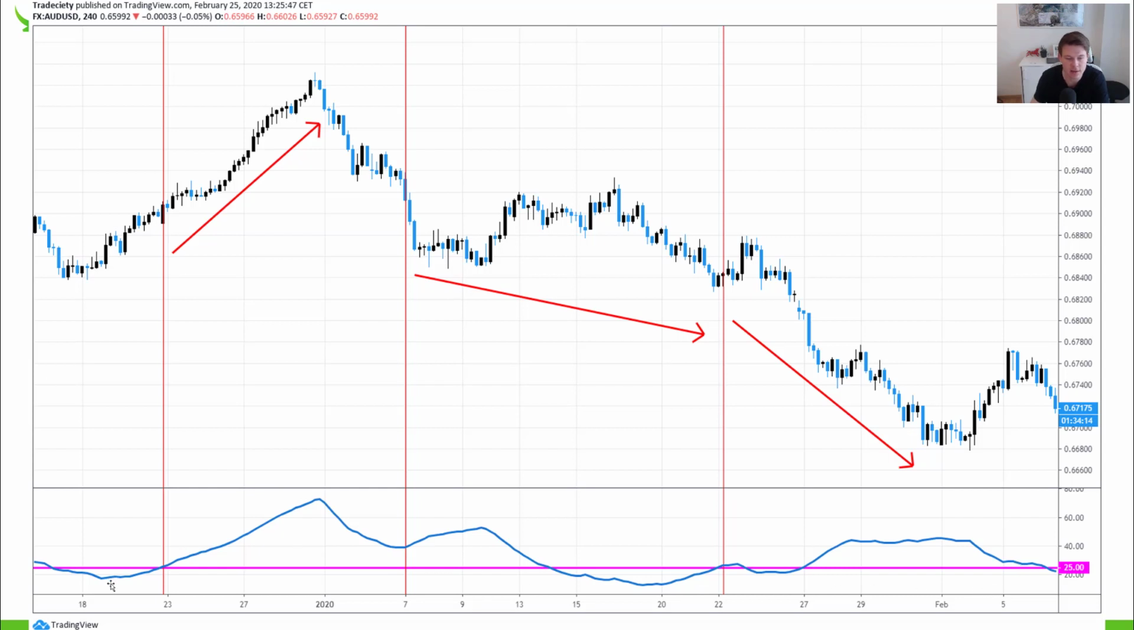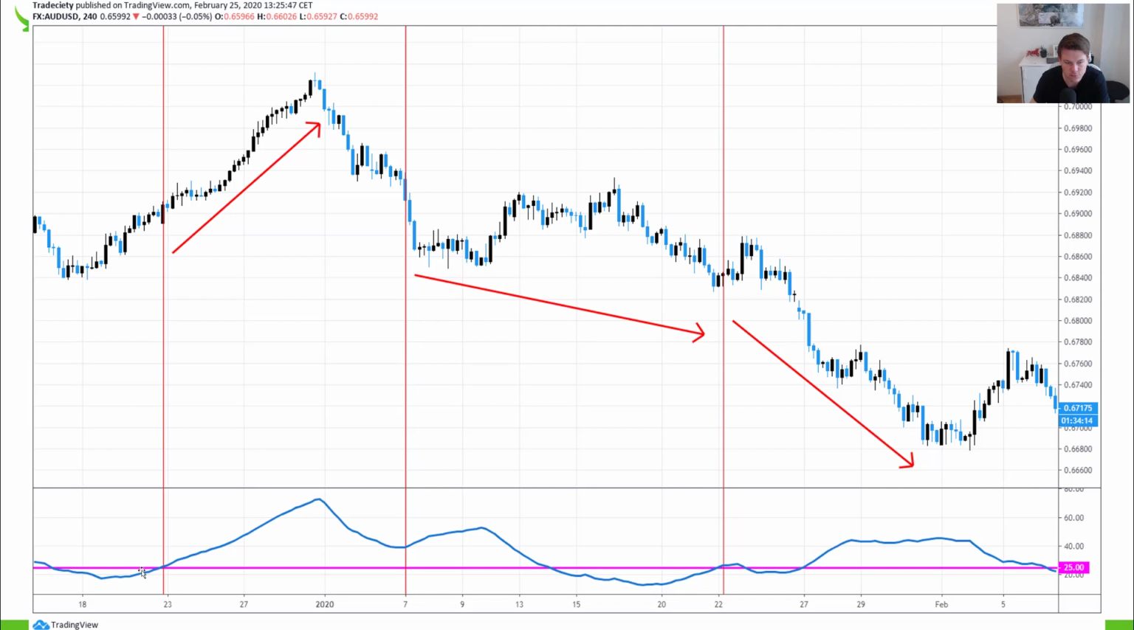And what this means is that when the ADX is crossing above the 25 line, then the market is entering a trending phase. If the ADX is below the 25 line, then the market is in a sideways range. So this is how you're going to use the ADX in a very, very simple way to differentiate between trending phases and ranging phases.